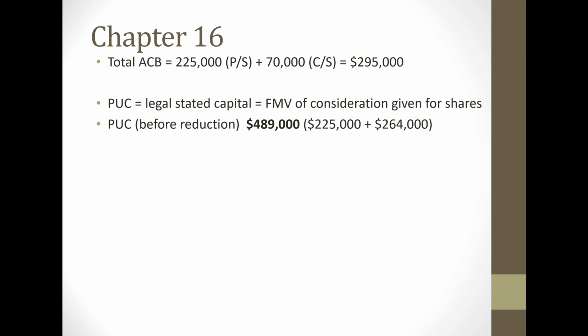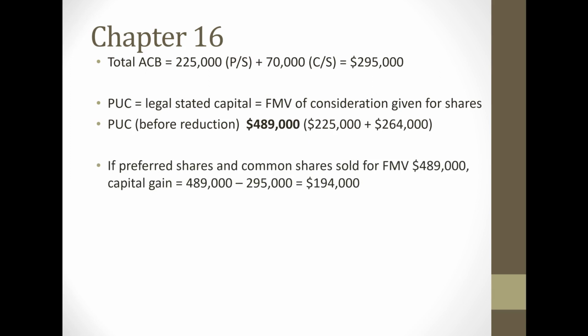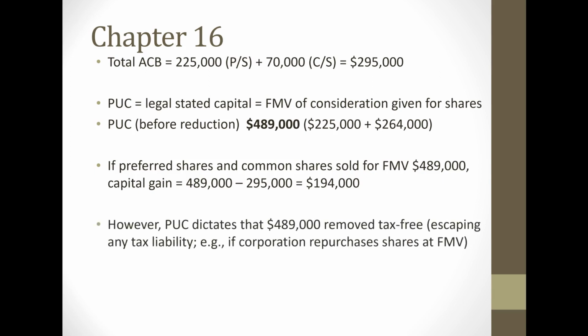Now, the fair market value of the preferred shares plus the common shares is $489,000. Now, the concept of PUC is that that's the amount that could be returned tax-free. Now, if the preferred shares and common shares were sold for the current fair market value of $489,000 minus the ACB of $295,000, there should be a capital gain of $194,000. Once again, 50% of that would be taxable. However, the concept of PUC says that if the PUC stays at $489,000, that's the amount that could be removed tax-free, escaping any tax liability.